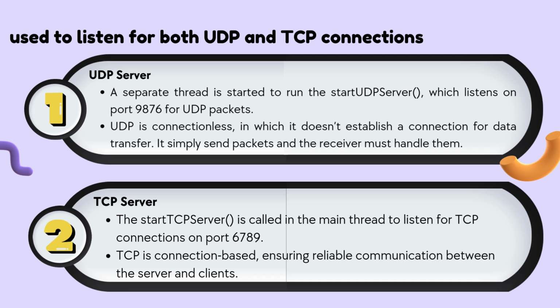TCP server. The start TCP server is called in the main thread to listen for TCP connections on port 6789. TCP is connection-based, ensuring reliable communication between the server and clients.